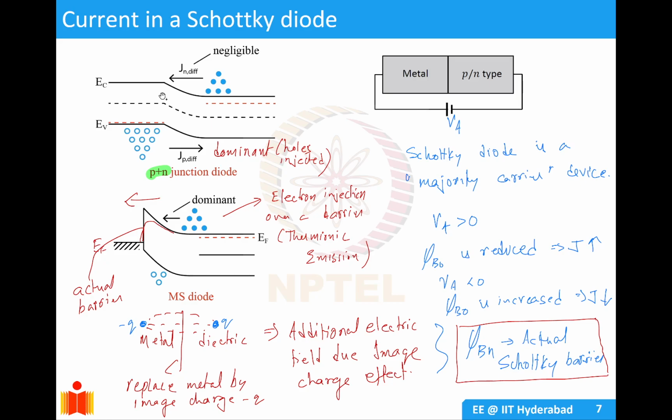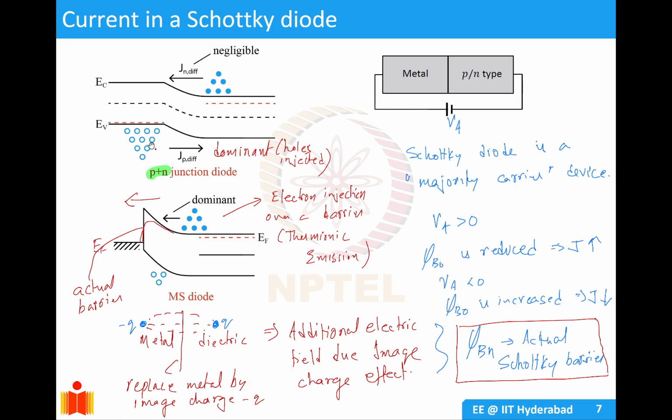So this is a PN junction diode. This is a P plus N junction diode, where you have very high p-type doping. Your metal and n-type semiconductor Schottky junction, you can denote as a P plus N junction diode, where your metal is highly p-type doped. You can consider a metal as a semiconductor with high p-type doping.